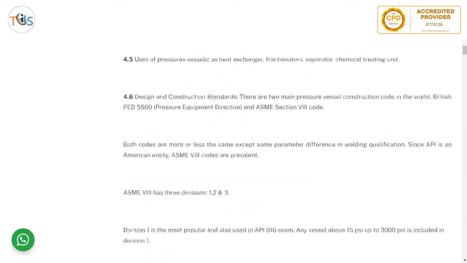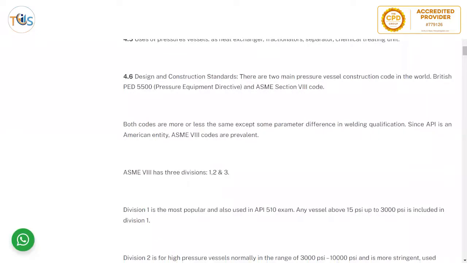Use of pressure vessels. There can be heat exchangers, fractionators, separators, and chemical treating units. Design and construction standards. There are two main pressure vessel construction codes in the world: the American ASME Section 8 code and the British PD 5500. Both codes are more or less the same, except for some parameter differences in qualification. Since API is an American entity, ASME section codes are prevalent.